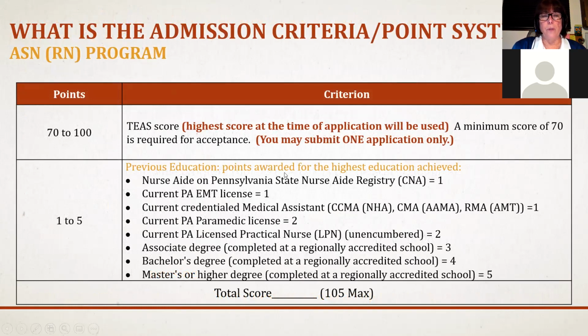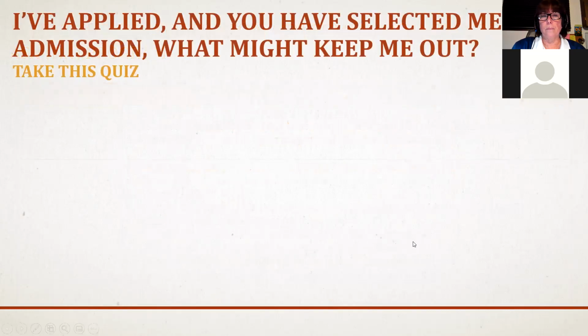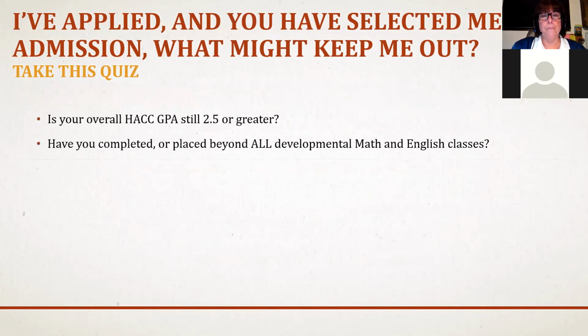Again, very similar to what the PN criteria were, with the difference that 70 is the lowest T-score that you may have. And then there are some additional items here, like if you are an LPN, you get 2 additional points for that. The list of what may keep you out is exactly the same as you saw in the PN program.